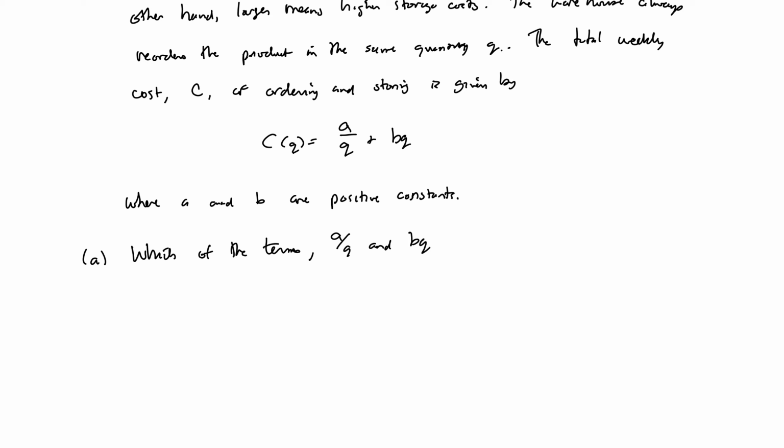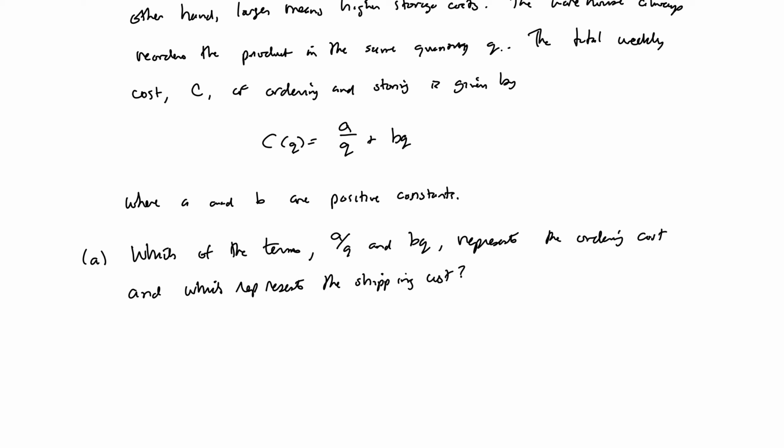So if we look at the two terms that make up our C of Q, which does each correspond to? So which represents the ordering cost and which represents the shipping cost? So the way we want to think about this is we know that the more we order, the larger the shipping cost, and the more we order, the smaller the ordering cost.